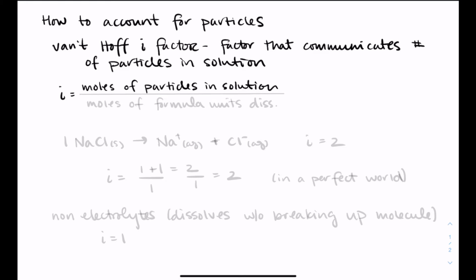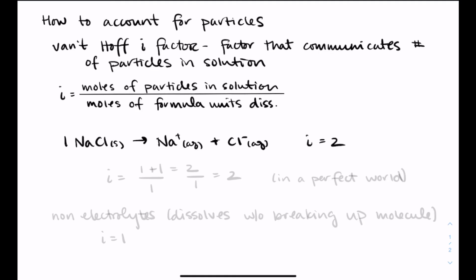So let's say that I am dissolving sodium chloride. If I take 1 sodium chloride and I split it up, I get 1 sodium and 1 chloride. The Van't Hoff i factor for this is 2. I took 1 formula unit. When I put it into solution, I had 2 things. So the moles of particles in solution, there's 1 sodium and 1 chloride, divided by moles of formula units dissociated. I got those 2 when I dissolved 1 mole of sodium chloride.